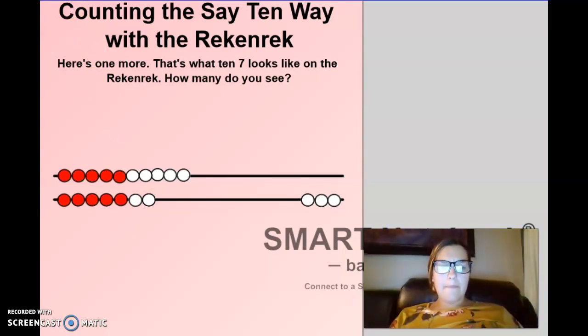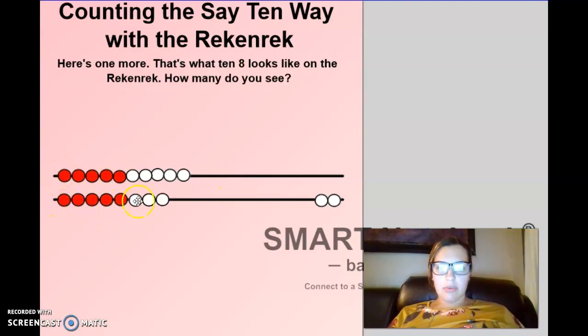You're right. But do we always have to count the red ones all over again? We know this is 10. How many red are there? 1, 2, 3, 4, 5. Wait, so we can just count up. We know this is 5, so we could have just counted up and gone 6, 7. Let's do that next time.